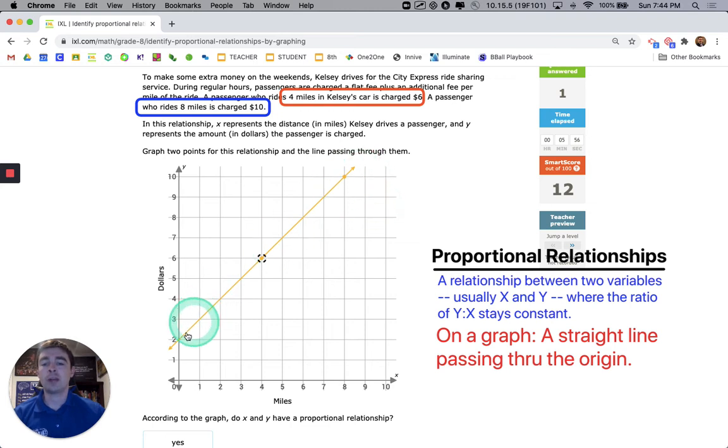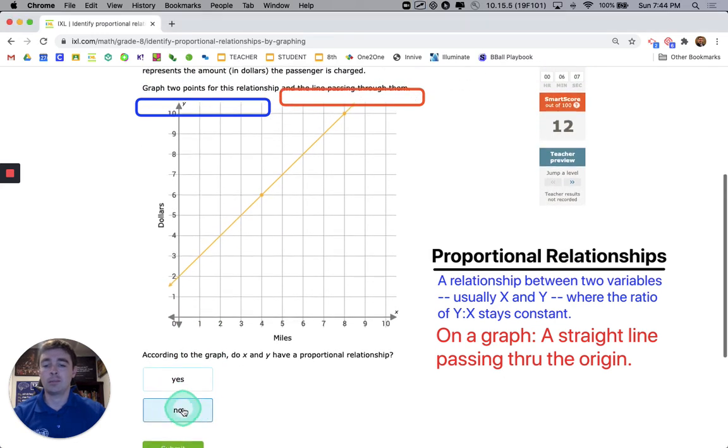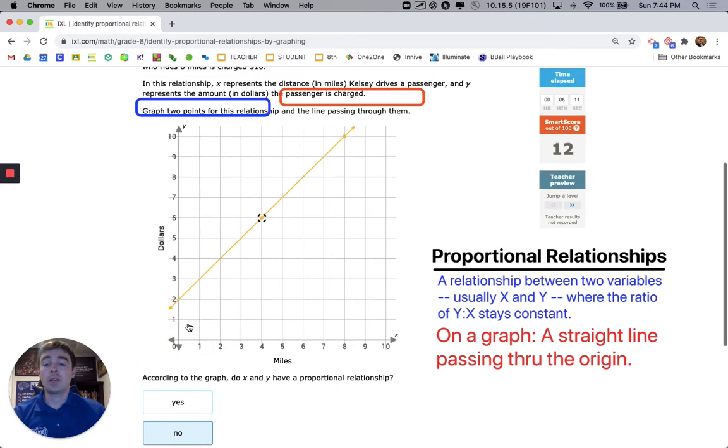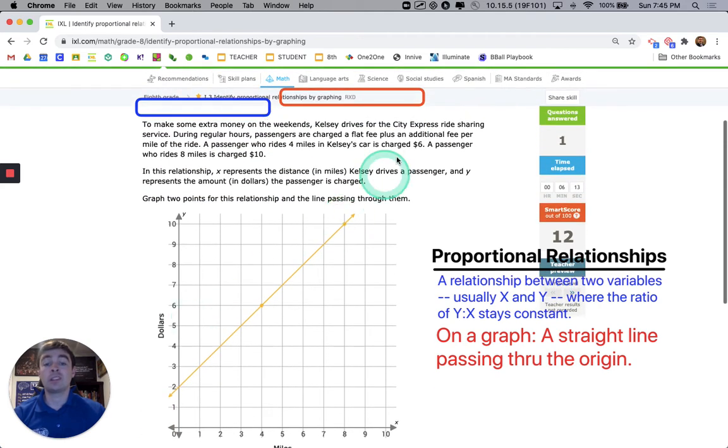So when I see this graph and I see it does not pass through the origin, I know there's a linear relationship, some constant rate of change, but ultimately we do not have a proportional relationship. Every proportional relationship would start at the origin. Another way to know if it's proportional or not, if you do 6 divided by 4, you will not get the same ratio as when you do 10 divided by 8.